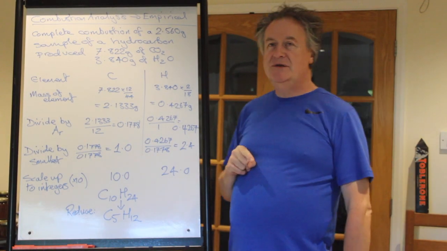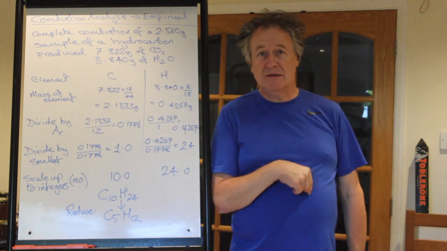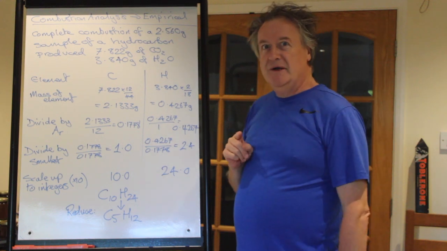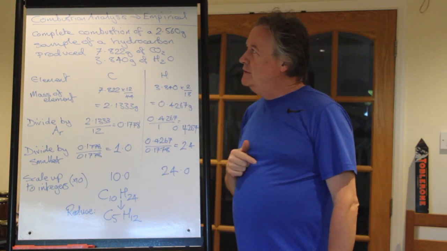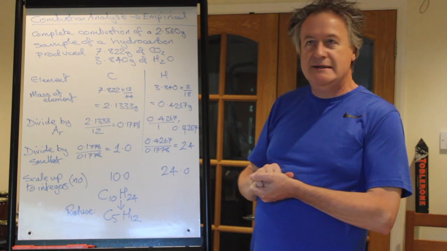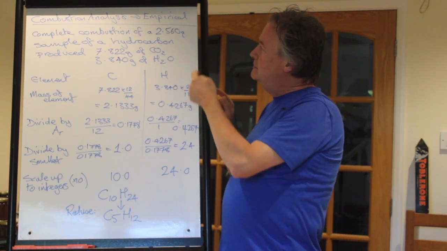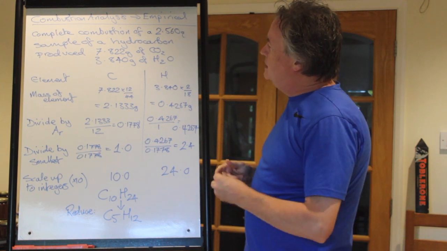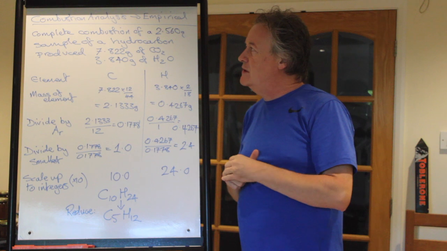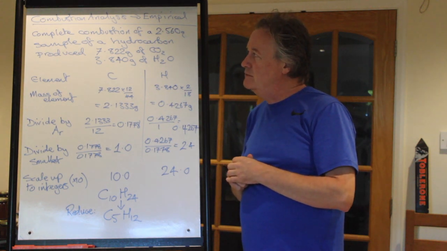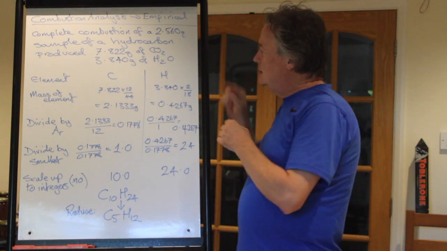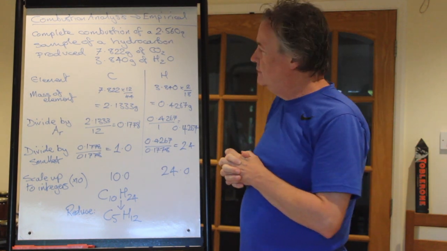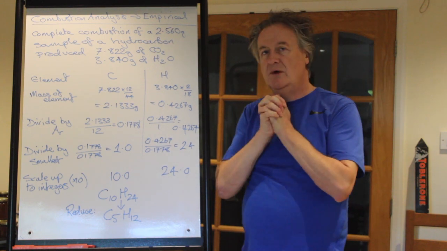So here's the first example, and the object has appeared because the camera operator is eating it, but it's here now. First example of a combustion analysis. So here's the question. Most of the question I just rubbed out. Complete combustion of a 2.560 gram sample of a hydrocarbon produced 7.822 grams of carbon dioxide and 3.840 grams of water.